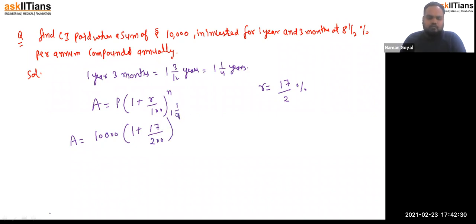Now see, first what we are going to do is find the amount for 1 year, because the time is 1 1 by 4, so it is not possible to use 1 1 by 4 as the power. So we are going to find the amount for 1 year. After that particular 1 year, we can find the simple interest on that amount for 1/4 year, right?